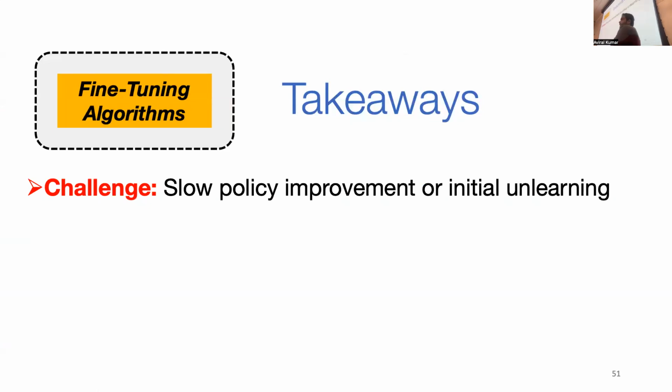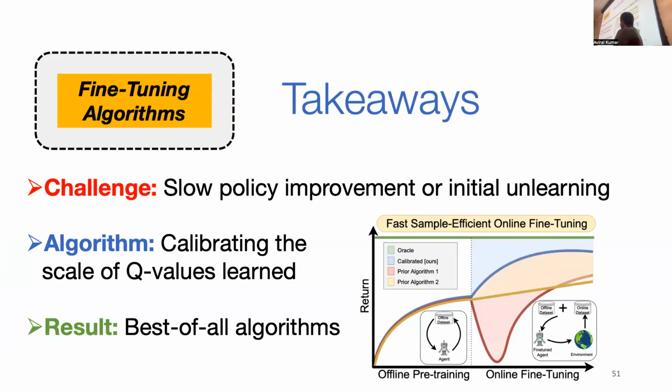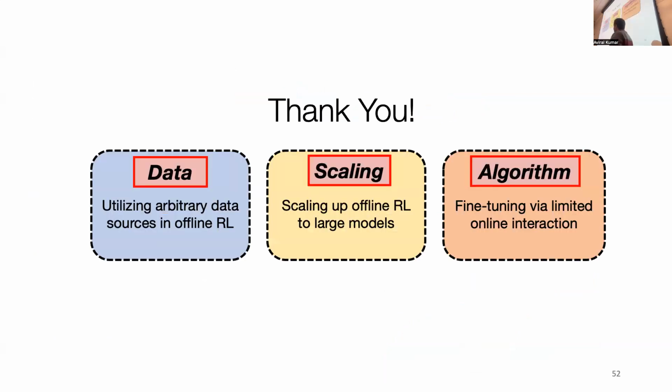So the challenge in fine tuning typically stems from slow policy improvement or this initial unlearning. A simple way to address this, and to get a curve that does not look slow or unlearned but rather looks like this blue curve, is to calibrate the scale of these Q values by simply saying they should not be as low as what you can get from CQL. And that gets you the best of all worlds, an algorithm like this blue curve here. That's basically it. I think I was a bit fast, but happy to take any questions after this.